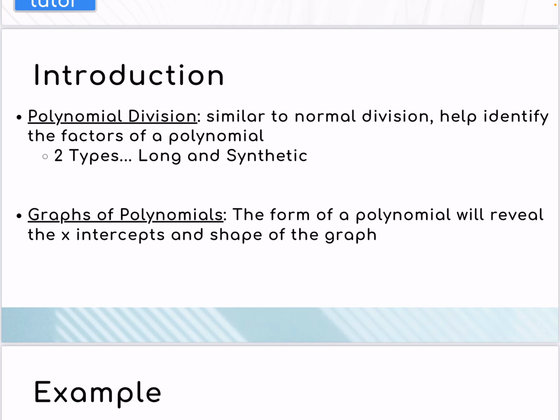Now, there are two types of polynomial division, long division and synthetic division, but we're going to focus on synthetic division because it's a little bit easier and definitely a lot quicker than long division, and of course we know the SAT is a time-sensitive test.